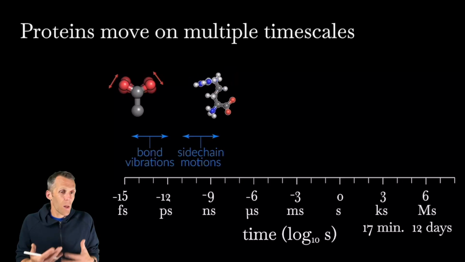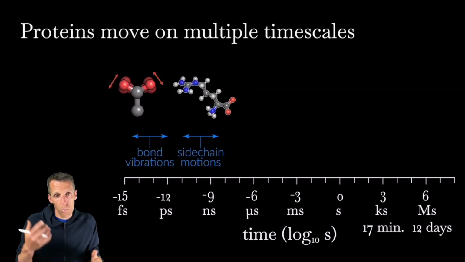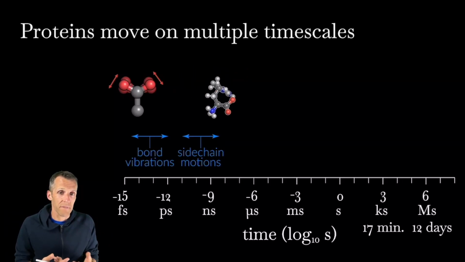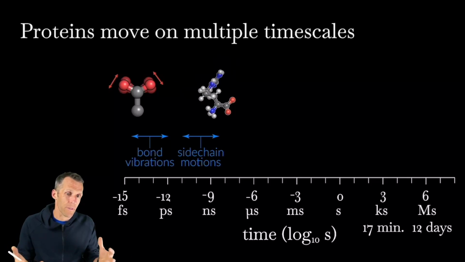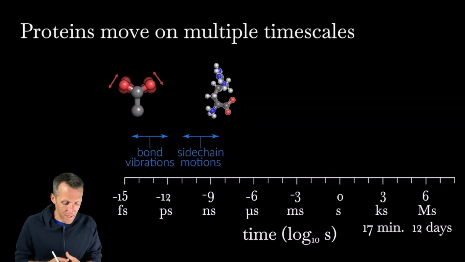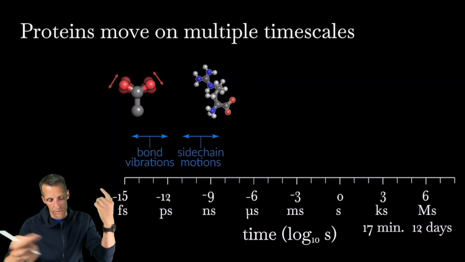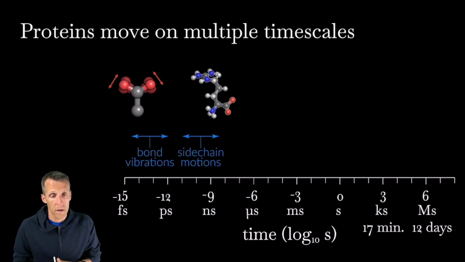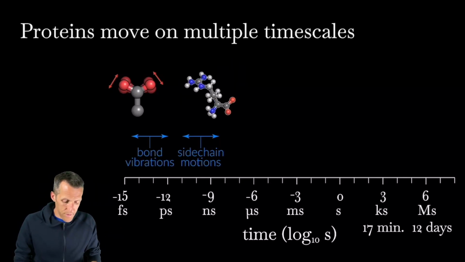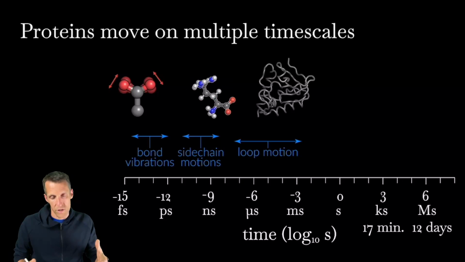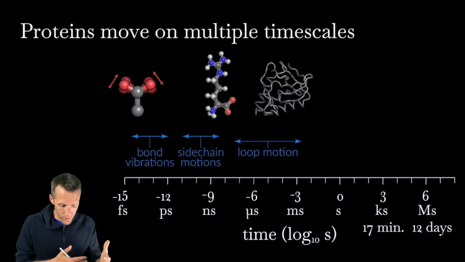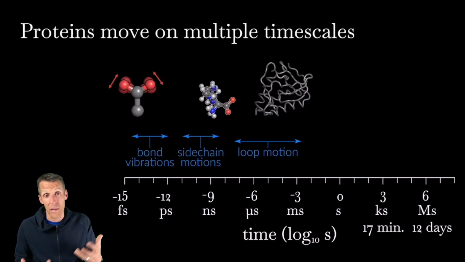The next time scale up, say around the nanosecond time scale, what we're seeing are things like side chains rotating. In fact, those movies that I was showing of everything bouncing around, that's sampling about the nanosecond time scale. So if we zoomed in on side chains, we would have seen they're rotating all over the place. And then the next level of motion up are these kind of loop motions, ranging from, I don't know, tens of nanoseconds up to milliseconds.